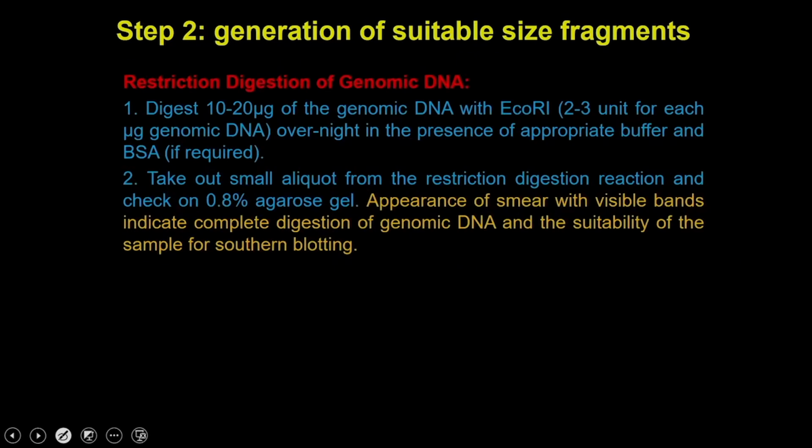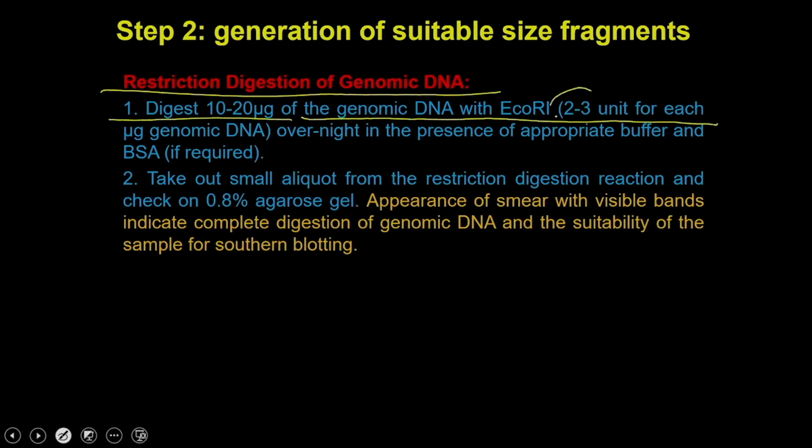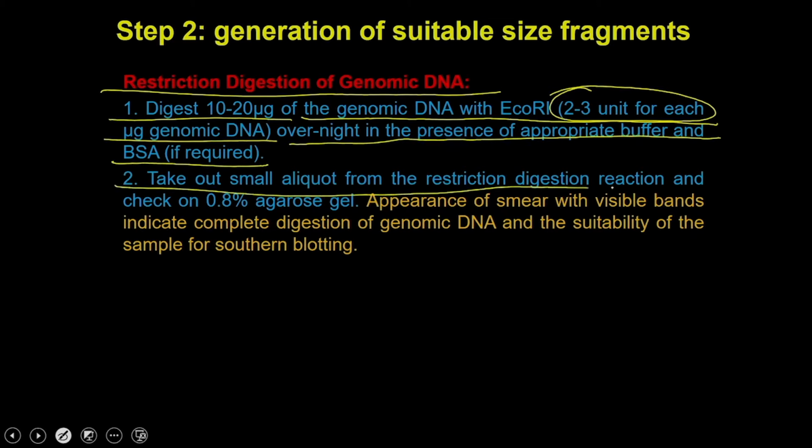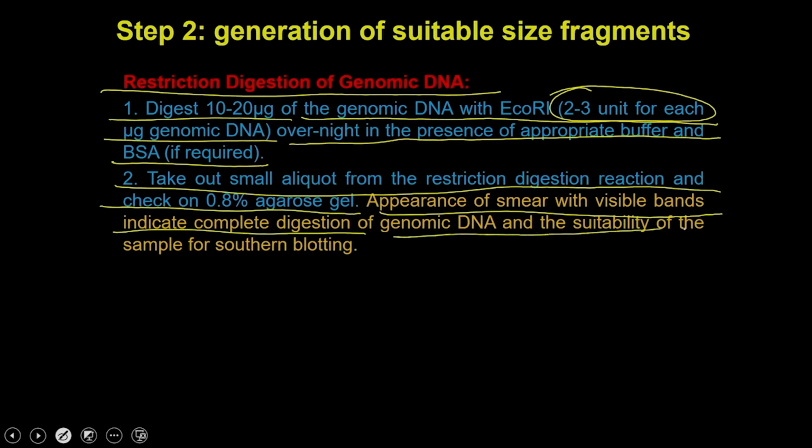How to do that? You can do the restriction digestion of the genomic DNA. So what is the recipe? You can digest 10 to 20 microgram of the genomic DNA with EcoRI, and you can take 2 to 3 units for each microgram of genomic DNA, and you can do an overnight digestion with the appropriate buffer and BSA if required. You can take out a small aliquot from the restriction digestion reaction and check it on 0.8% agarose. Appearance of a smear with visible bands indicates the complete digestion of the genomic DNA and the suitability of the sample for the Southern blotting.